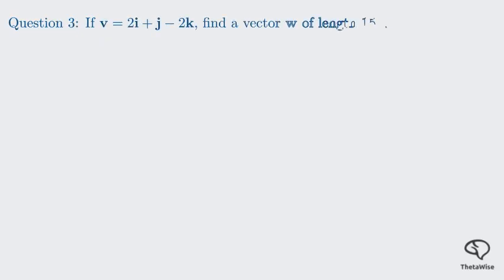Question 3. If vector v equals 2i plus j minus 2k, find a vector w of length 15 units that is parallel to v. You can pause now to solve.